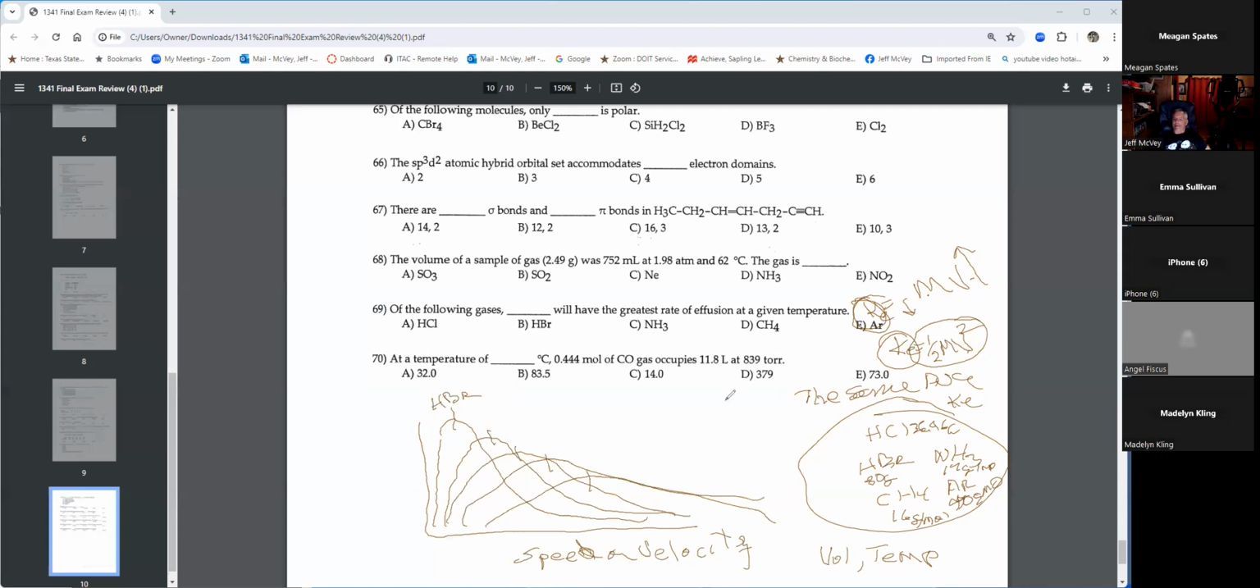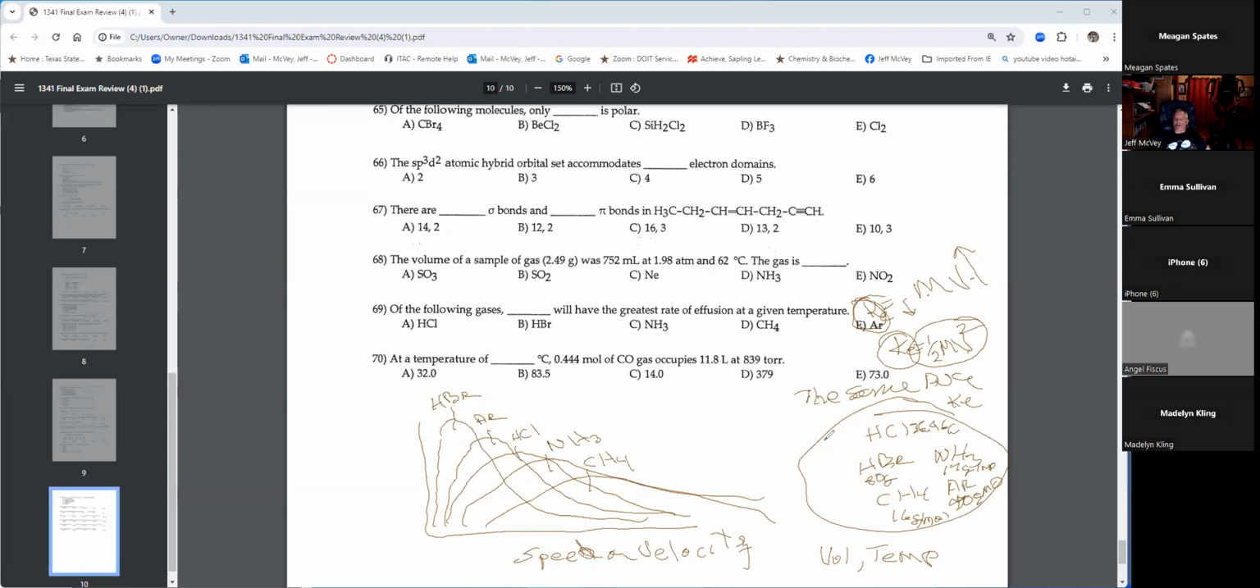What's next heaviest? Well, I got argon here. Here's argon at 40 grams per mole. Then I've got HCl at 36 grams per mole. Then I've got ammonia, NH3, at 17 grams per mole. And here is CH4.